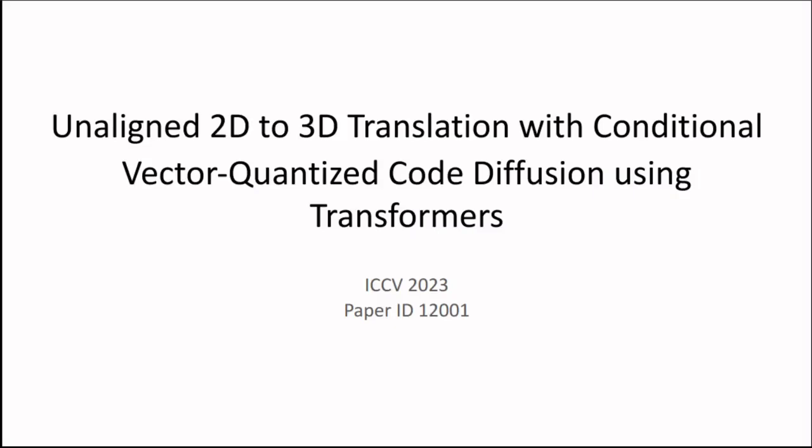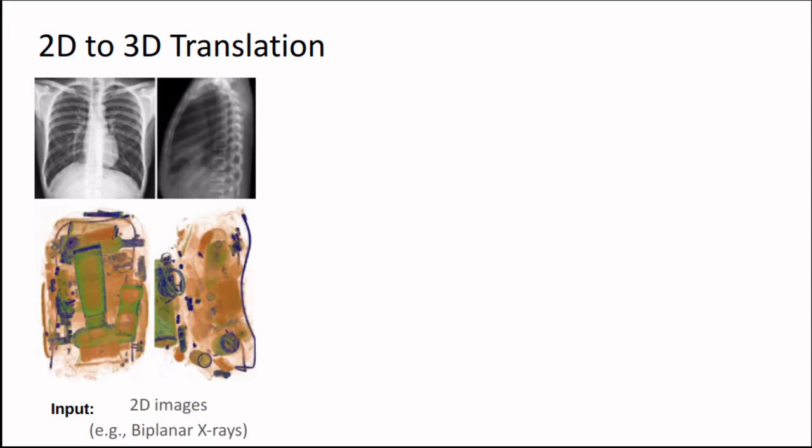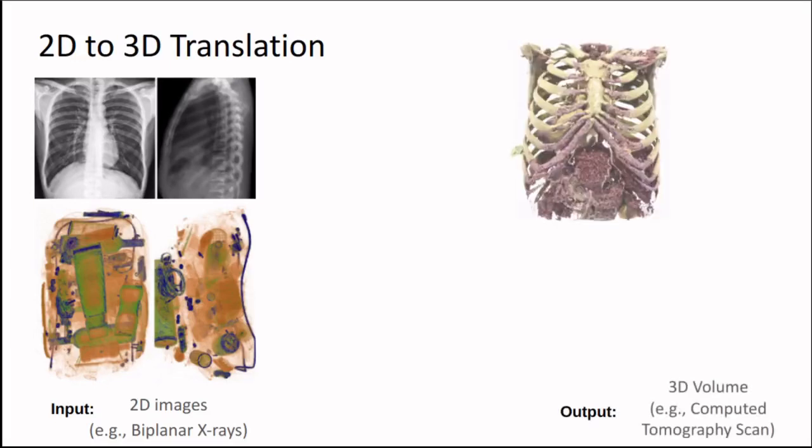We present unaligned 2D to 3D translation with conditional vector-quantized code diffusion using transformers. Given two 2D images as input, our method generates high-quality 3D samples of complex data that exhibit both varying outer and internal topologies with different material properties and domains. For instance, medical X-rays and CT scans and security baggage screening from airports.